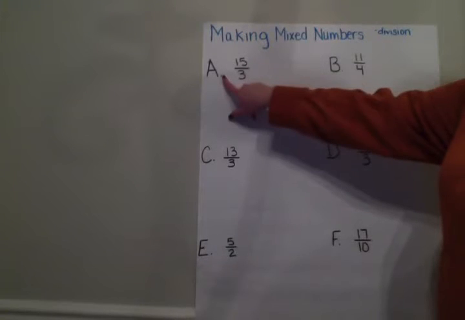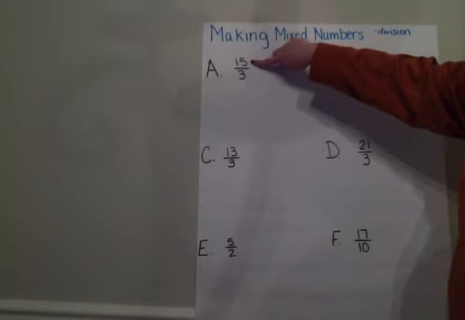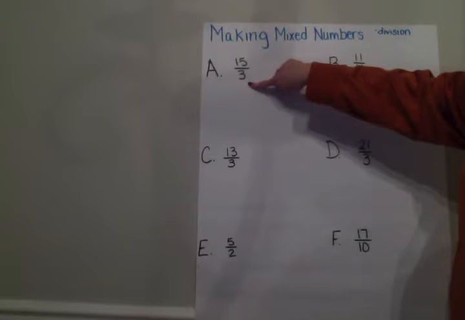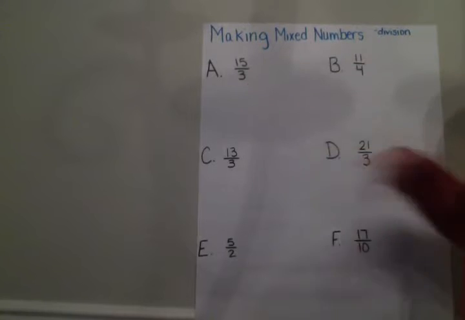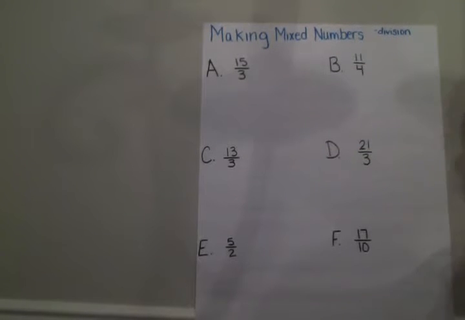So here we go. We are gonna first look and see, is it an improper fraction? Well, if I look at A, I can tell that my numerator is larger than my denominator. So I know that this is an improper fraction. Please make sure when we're doing this video that you are working along with me. So if you need to pause and copy down any problems, you absolutely may do so.